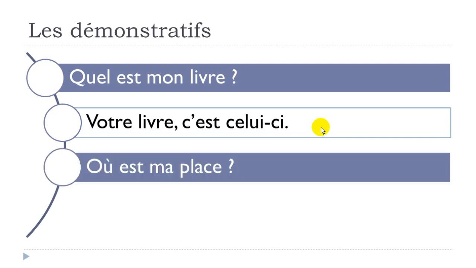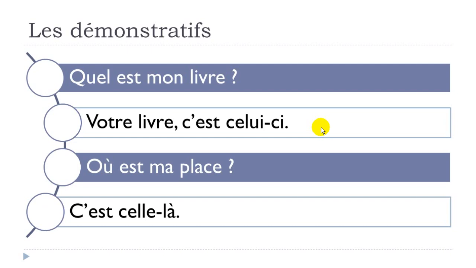Où est ma place? Where is my seat? Où est ma place? C'est celle-là. Okay, same thing. You tend to point at it at the same time. Okay, c'est celle-là. All right. So you've got to remember that we will have the difference between the masculine and the feminine, singular and plural, and then we'll have the difference between this ci, the first option, the nearest one, and then this là, the second option, which is not the nearest one.